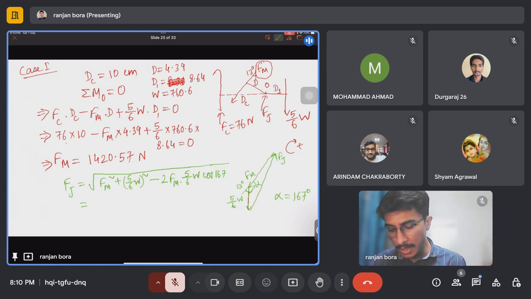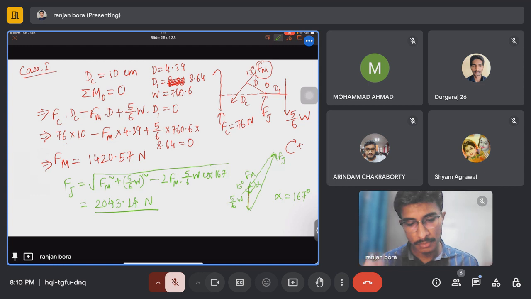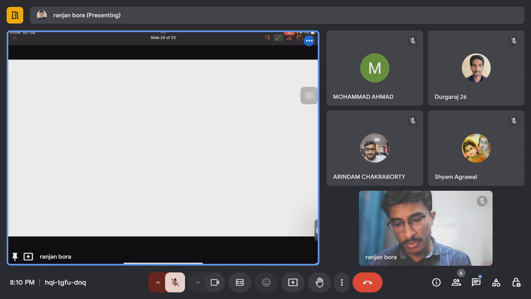So if you calculate, you will get 2043.14 Newton. So this amount of force will act on the hip joint. Now I will solve case 2, which means the person will hold the can on the opposite side of the hip joint.